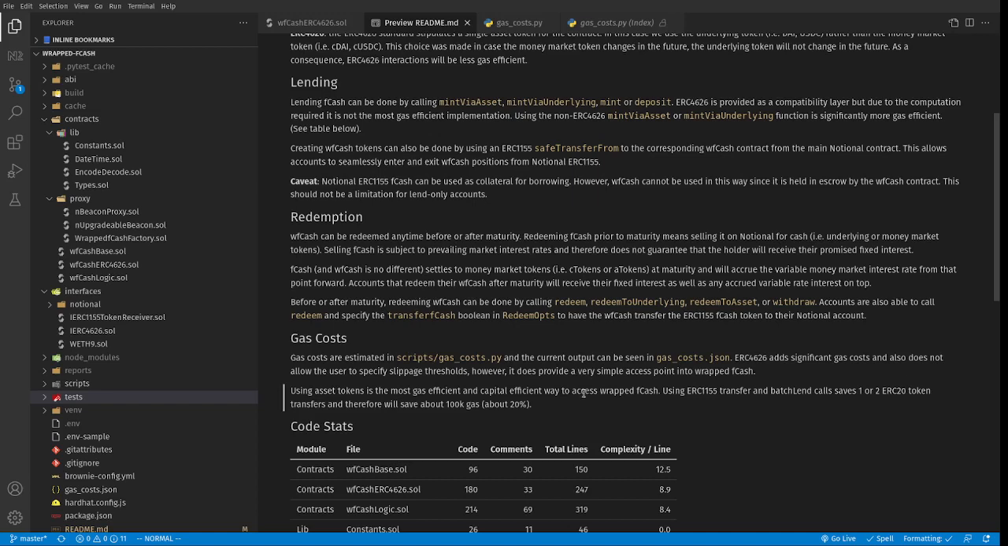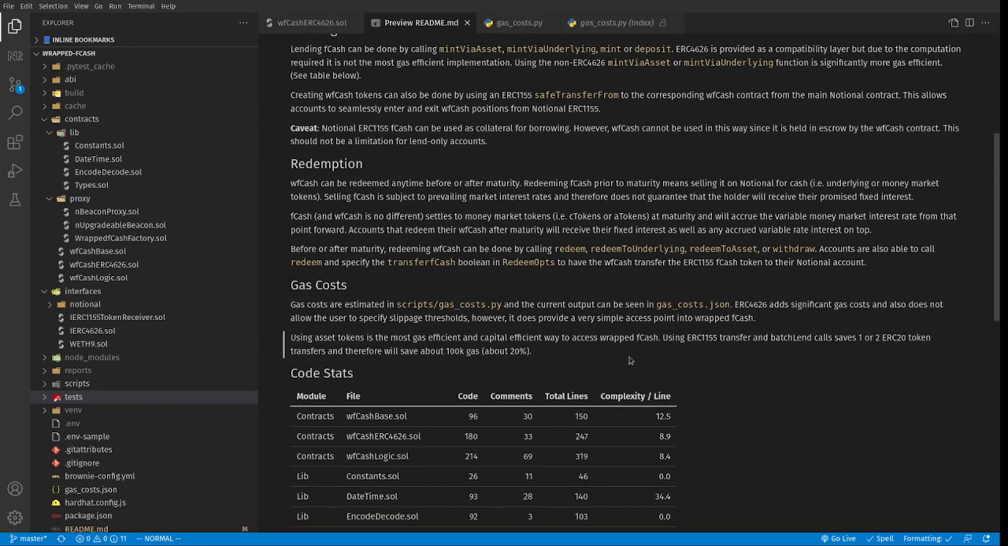This is not going to be a concern for most users. The target user base here is going to be lending only integrations with Notional. And the goal here is to make that a lot simpler.